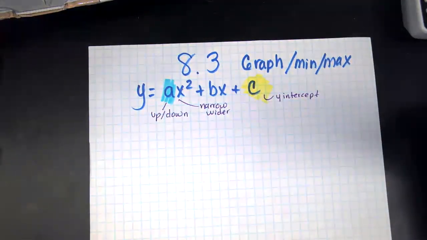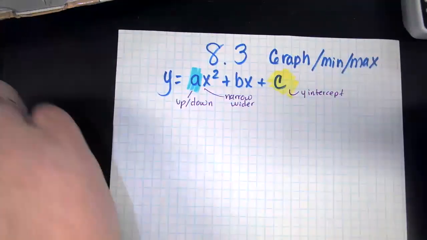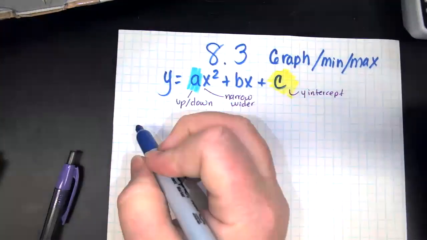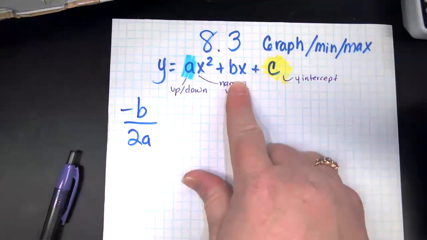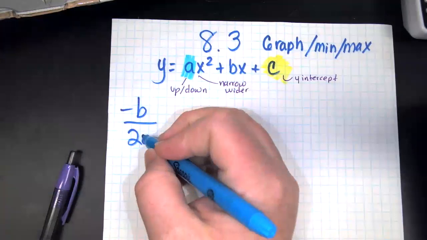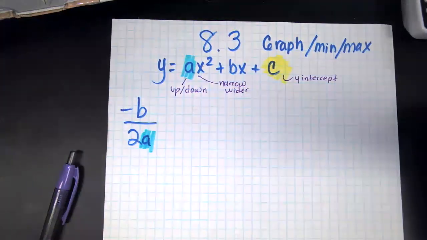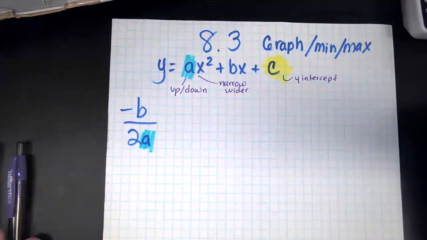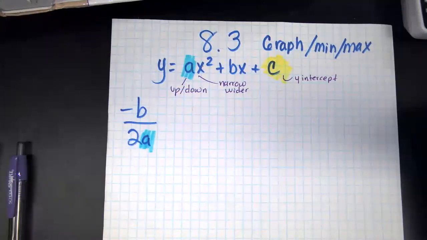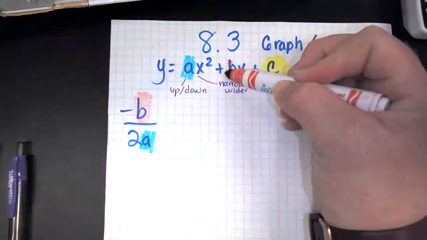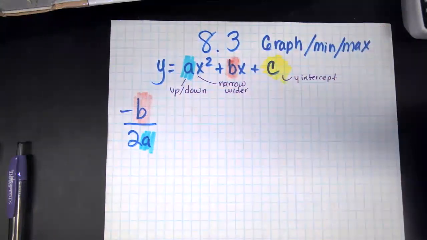So now we're going to use the formula negative b over 2a. Notice where the b is, and of course the a. So I'm going to put the b as a different color as soon as I find a different color. Red. Okay, and that's your B.